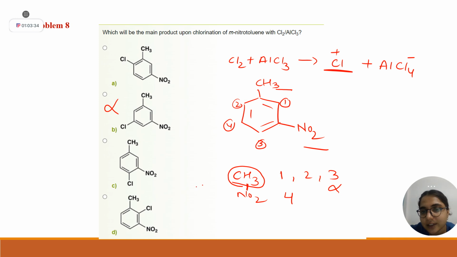Okay, let me give you another hint. Whenever you have this type of 1,3 substituted arene, there are fewer chances of the incoming electrophile coming in between, due to sterics. So option number D is also deleted. Now tell me, option number A and C, where will the incoming electrophile come? Option A. Exactly. Why? Because it is near your methyl and away from your nitro. Understood?